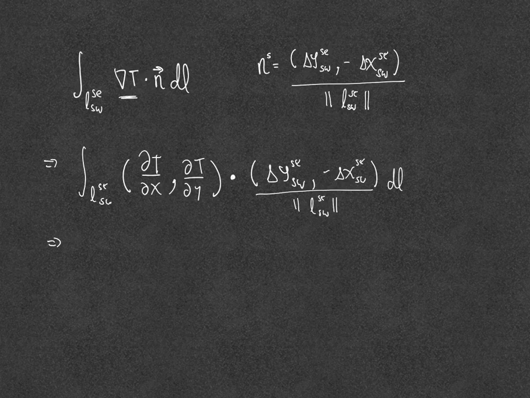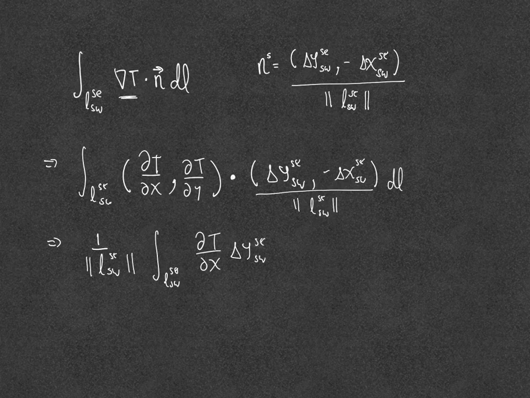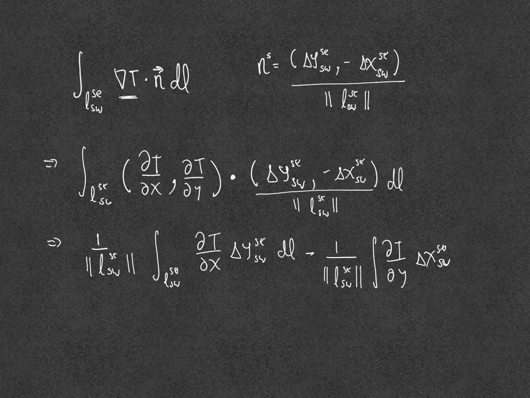So we will just take this thing out from the integral. We'll have 1 over L SW SE multiplied by L SW SE, dt dx delta y SW SE dL, minus 1 over, so again here the length, dt dy dx SW SE dL. Okay, this is on L SW SE. So we have this thing already. Actually, I could have done it much easier. I will just show you it in a second.